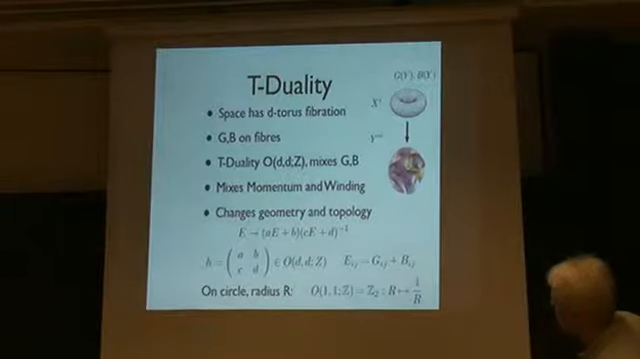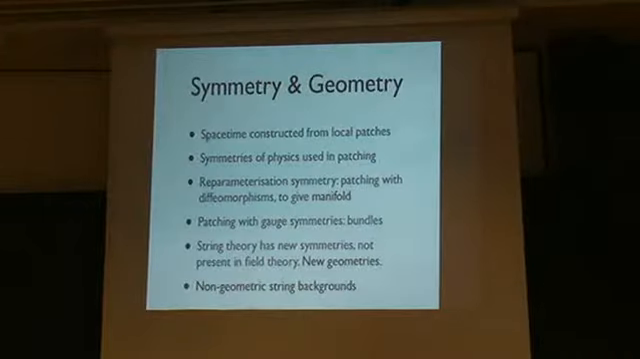But as part of the overview, I'm trying to summarize some of the structure which arises and how these ideas are related. So the aim of the second lecture will be to talk about the relationship between symmetry and geometry. Usually we're used to thinking about space-time as constructed from local patches. And the symmetries of physics are used in patching together the local patches. So in each local patch we have conventional physics of the laboratory frame. And we glue these together with various symmetries.